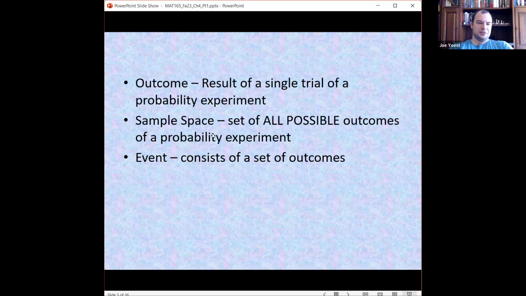The sample space is the set of all possible outcomes of a probability experiment. And I do mean all possible here. Again, this is a mathematical model, so we can say the only thing that can happen when we roll a die under this model is it comes up 1, 2, 3, 4, 5, 6. It never lands on its side. It never falls down the drain and we can't tell what it is. It always is going to come up 1, 2, 3, 4, 5, 6. That's our model.